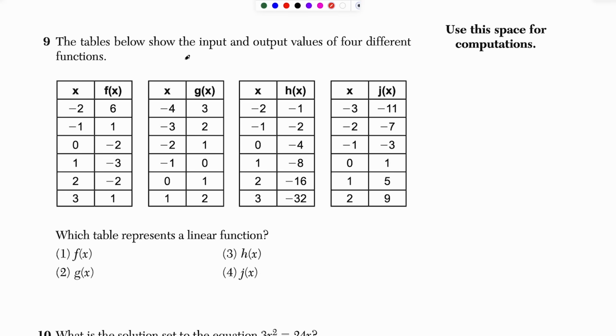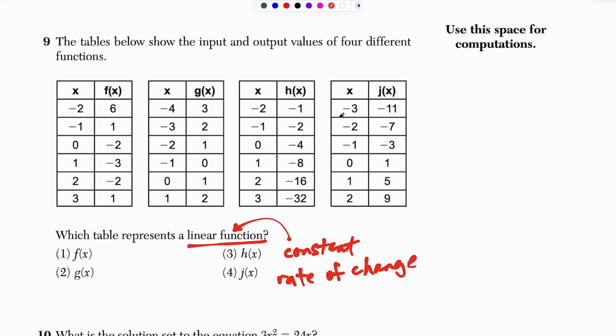Question 9, the tables below show the input and output values of 4 different functions. Which table represents a linear function? So for a linear function, just know that you have a constant rate of change. Okay, so this is the $1 million idea for linear functions, a constant rate of change, which means that as the x values increase by the same amount, the y values increase by their own same amount. Okay, that you are rising and running by the same amount to get from one point to the next.